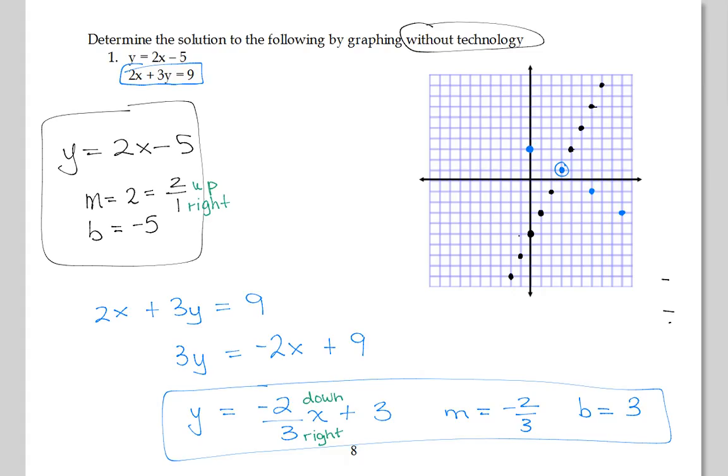And if I go to the left, I got to go left 3 and up 2. So 1, 2, 3, 1, 2. 3 left and 2 up.